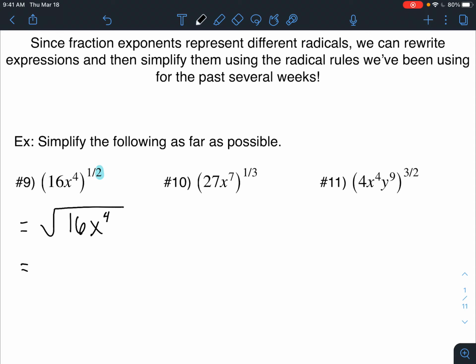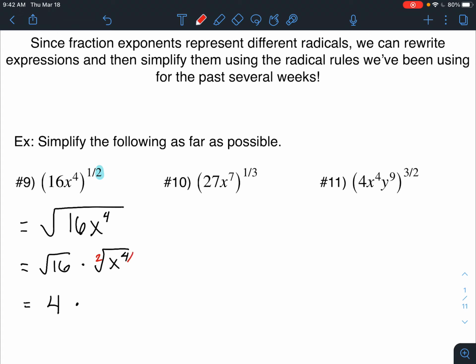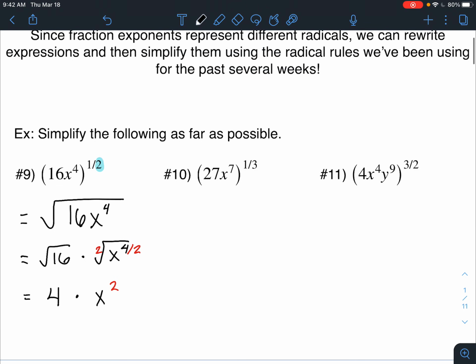So now I can take the square root of 16 and the square root of x to the 4th. The square root of 16 is 4. If I divide my exponent here by the index of 2, I'm going to get a new power of 2, so I'm going to get x squared. So my final answer is going to be 4x squared.